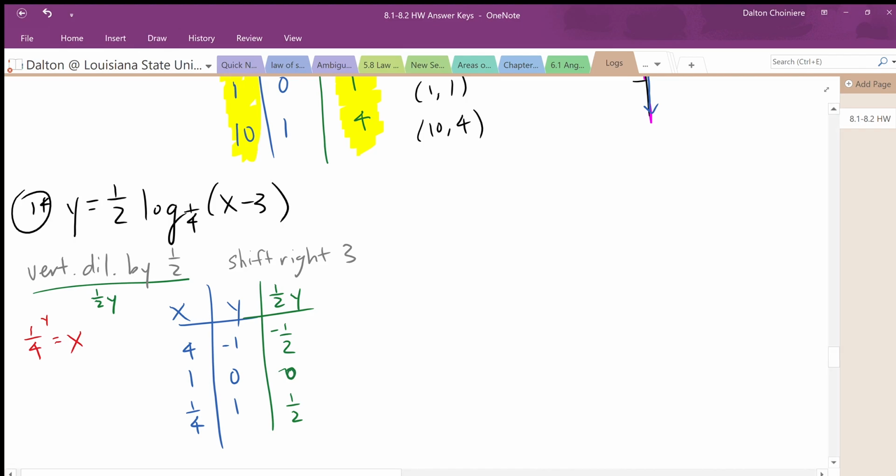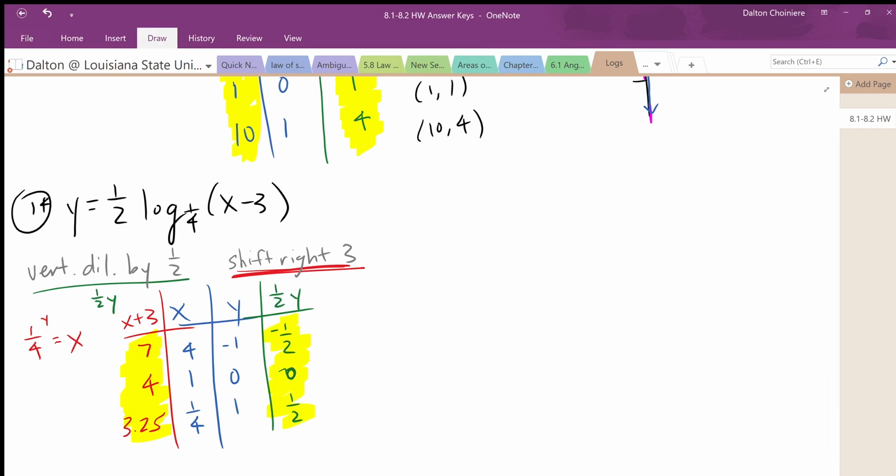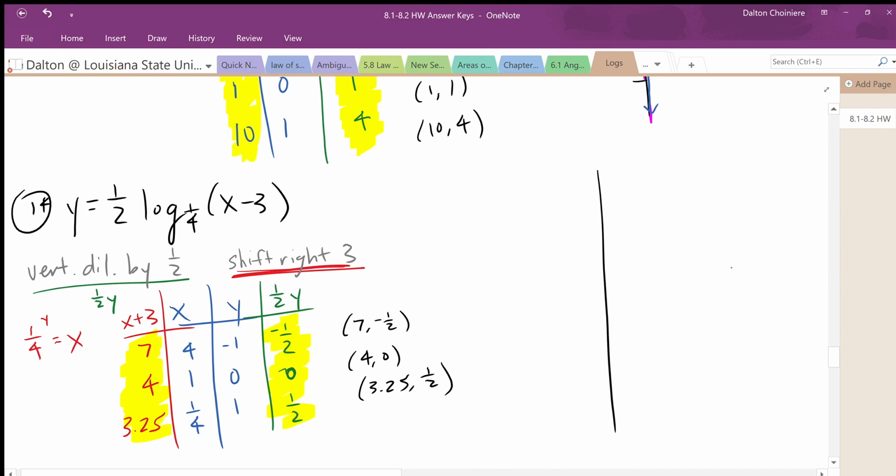And then lastly, shifting to the right 3 means that I'm going to take these x values that I have here and add 3 to them because I'm shifting everything to the right 3. So 4 plus 3 is 7. 1 plus 3 is 4. 1/4 plus 3 you can just say is 3.25. And then just like the last one, you take your outside columns, your final transformations that happened on the x and on the y, and graph those coordinates. 7, negative 1/2, 4, 0, 3.25, 1/2. And you would have a graph.